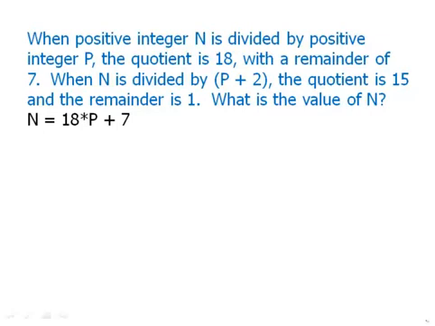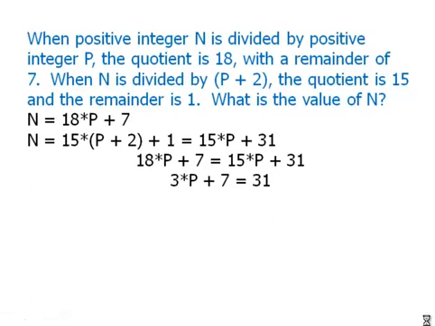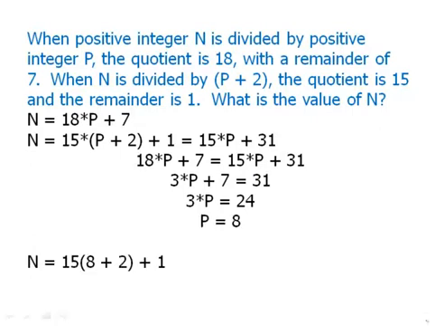So using the rebuilding the dividend formula for the first sentence, we get n equals 18 times p plus 7. Using the formula for the second sentence, we get n equals 15 times p plus 2, plus 1, the remainder. And of course I can simplify this to 15p plus 31. Those are two expressions for n, so I can set them equal to each other. Subtract 15p, subtract 7, we get 3p equals 24, p equals 8, and then we can plug in and we can solve for the dividend, which is 151. So using that formula is a very powerful problem-solving tool.